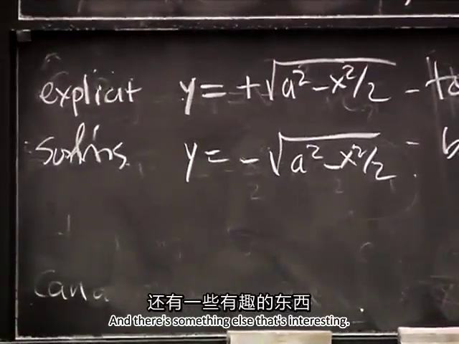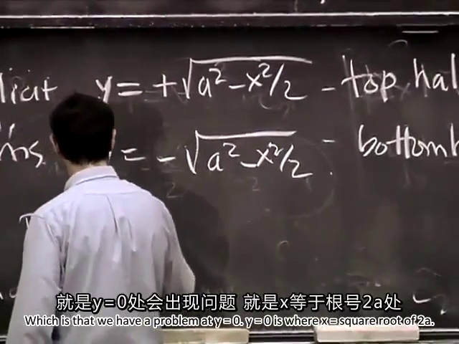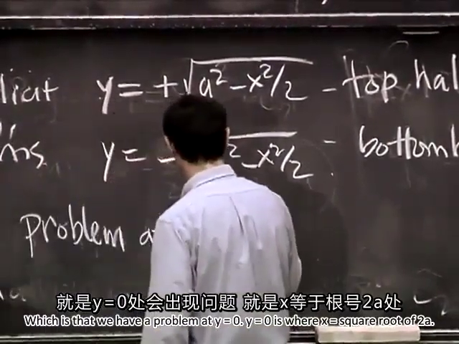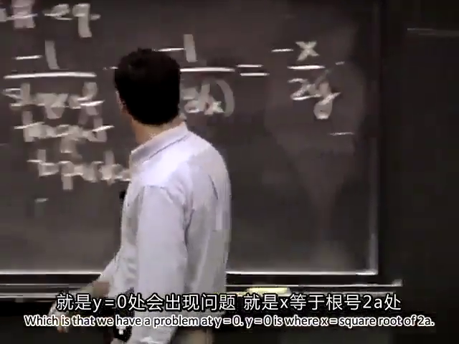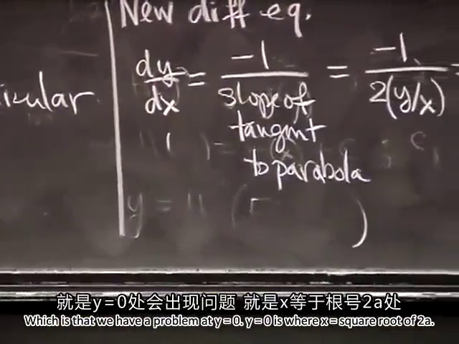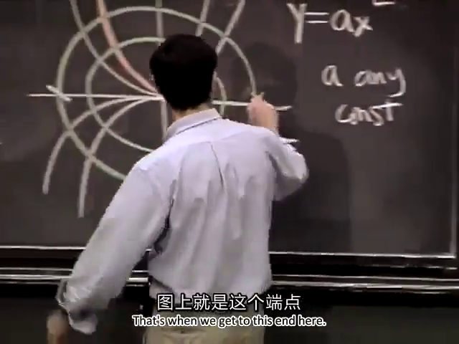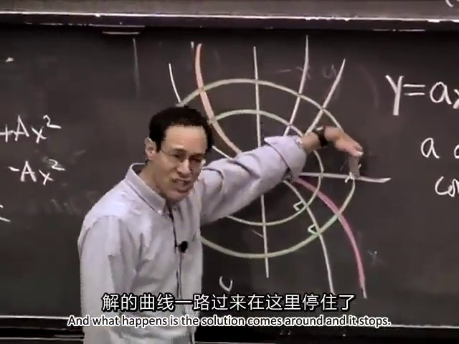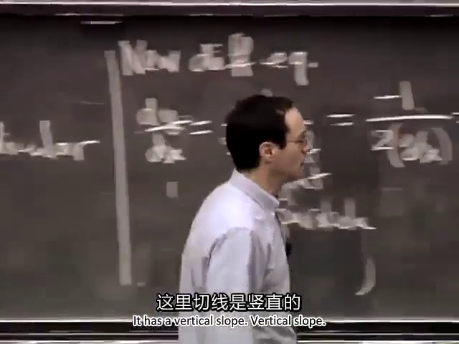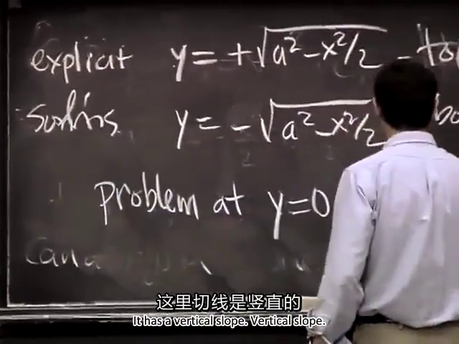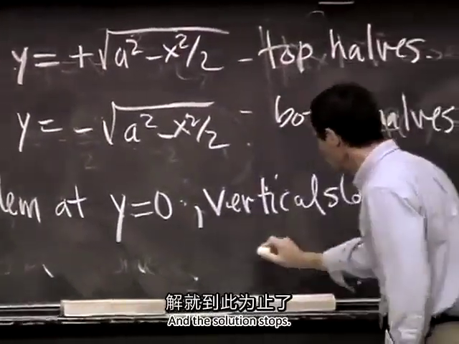And there's something else that's interesting, which is that we have a problem at y equals 0. y equals 0 is where x is the square root of 2 times a. That's when we get to this end here. And what happens is the solution comes around and it stops. It has a vertical slope. Vertical slope. And the solution stops.